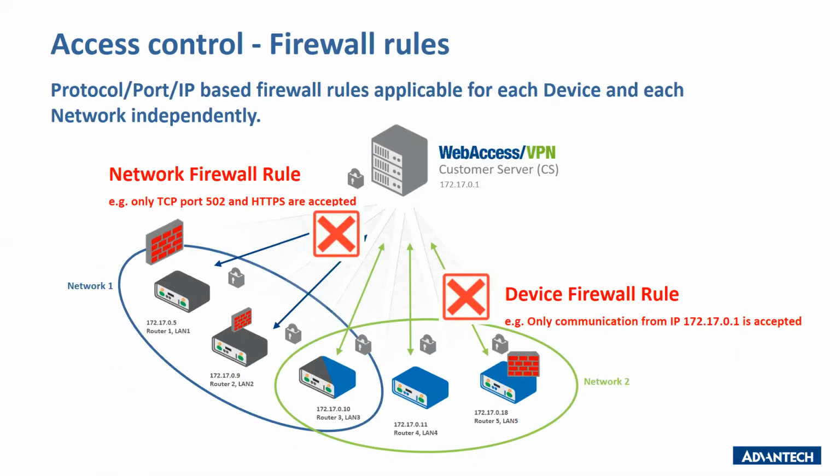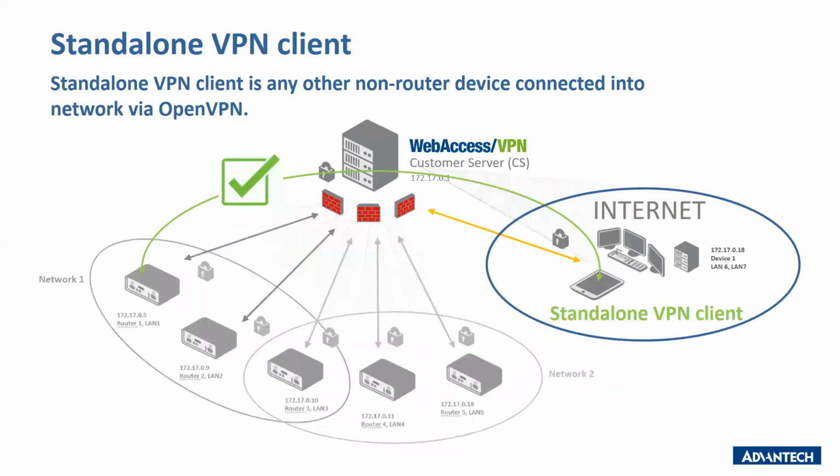The firewall rules can be set up either as a network firewall or a device-level firewall. So devices can only allow access from certain devices or from certain network ports. And it can also be used to connect any other non-router device that's on the network through OpenVPN. So this is not just Advantech devices. This also supports non-Advantech devices, as long as they operate on OpenVPN.